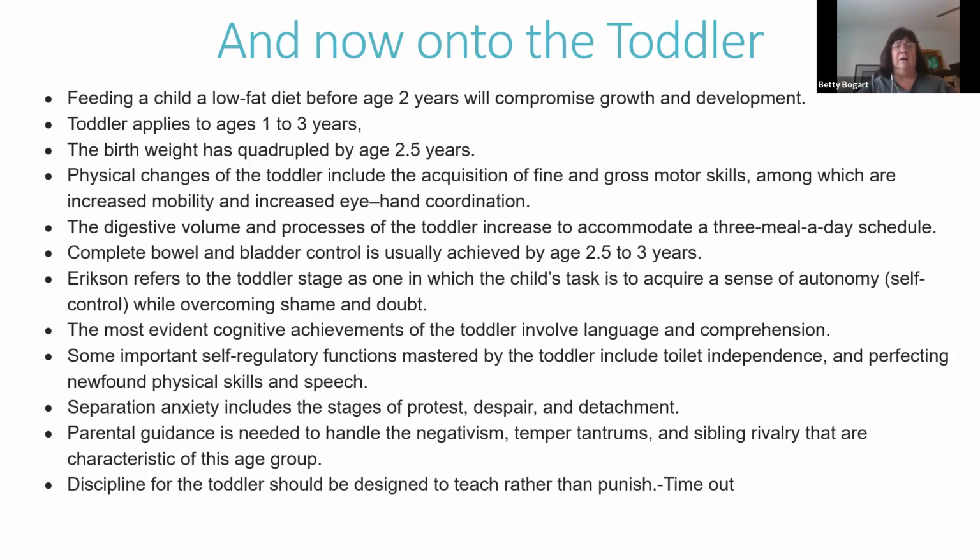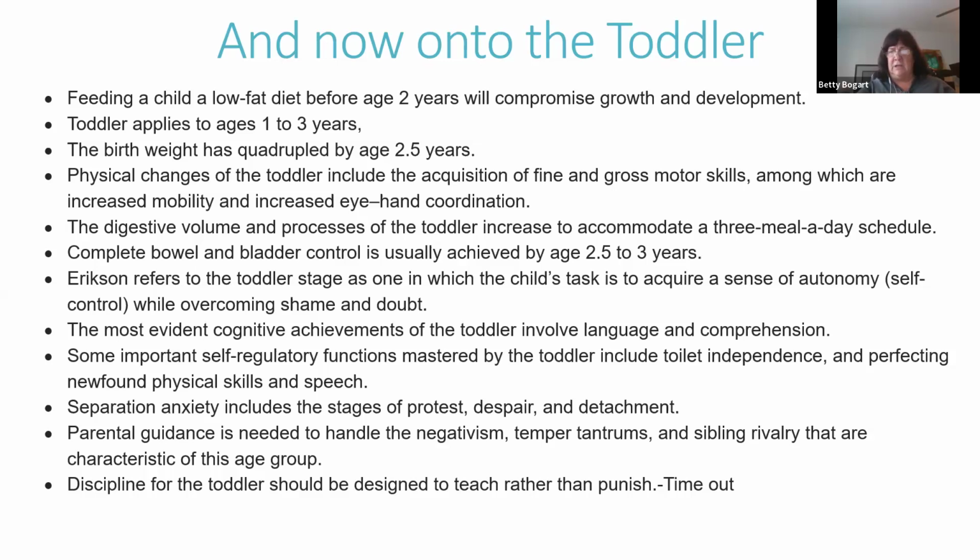Remember, in the toddler, the digestive process is getting a lot better. And instead of every 4-hour feeds, now it could be 3 meals with snacks in between. Bowel and bladder control, usually, not everyone, but by the book, should be done by 2.5 to 3 years old.